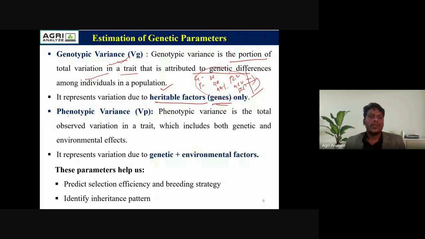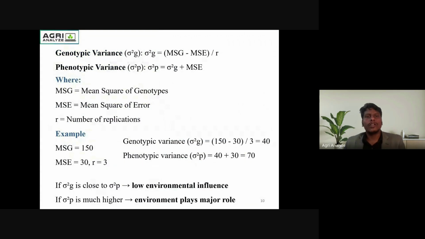So coming to the phenotypic variance. Phenotypic variance is the total observed variation in the trait, which includes both genotypic and environmental. You know that phenotypic is equal to G plus E, meaning genotype plus environment. Here the variation comes from genetic factors and environmental factors. Coming to the next slide, this is the formula for genotypic variance: the mean square of the genotype minus the mean square of the error, divided by the replication.